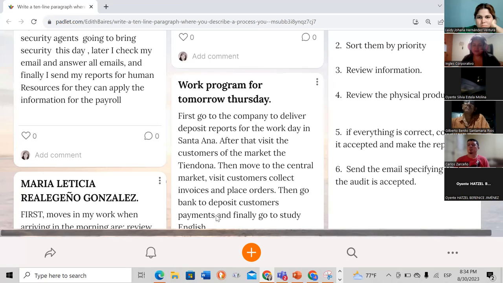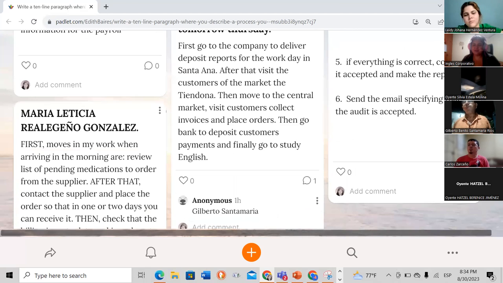Remember here, period, and then finally, comma, I study English from 7 p.m. to 10 p.m. Okay. Good ideas. Let me see who is missing.